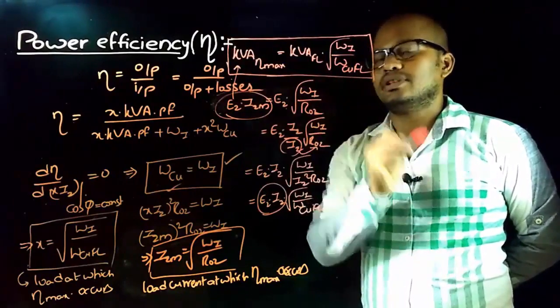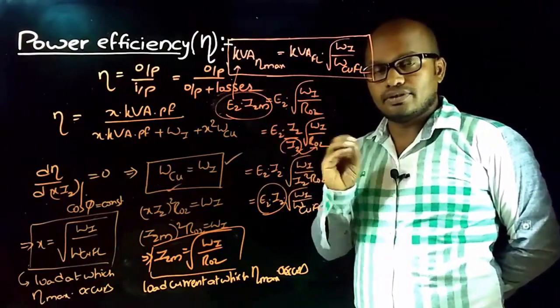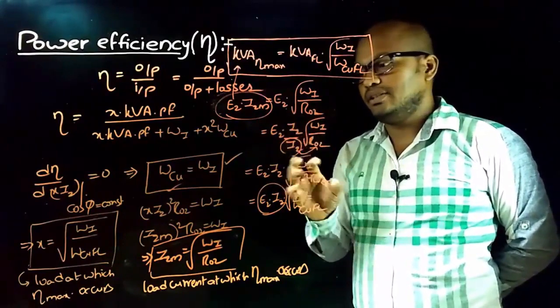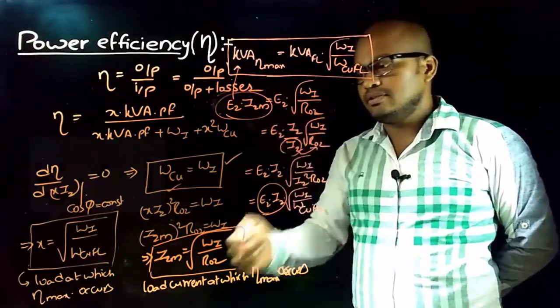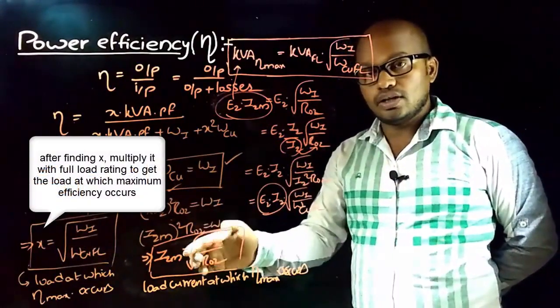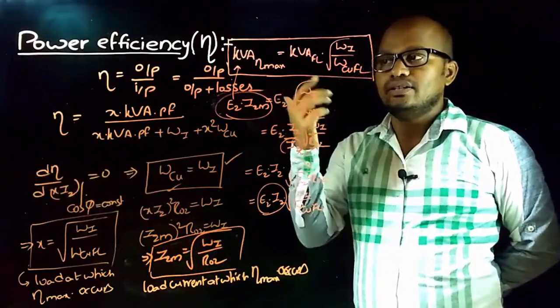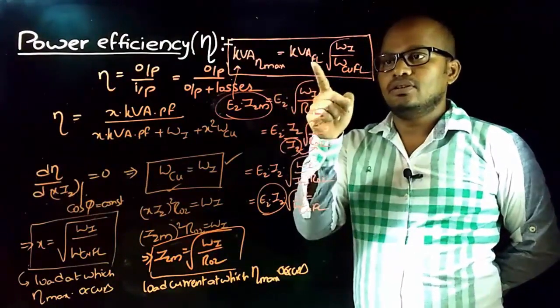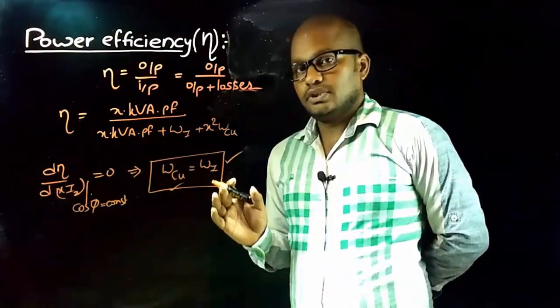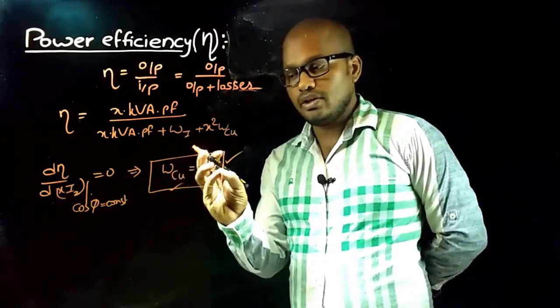And this is another important relation. So in a numerical problem, if iron losses and full load copper loss are given and it is asked to find the load at which max efficiency occurs, use this equation, and if it is asked to find the load current at which max efficiency occurs, use this, and if it is asked to find the kVA at max efficiency, use this equation. Therefore, the condition for max efficiency is copper losses equal to iron losses.